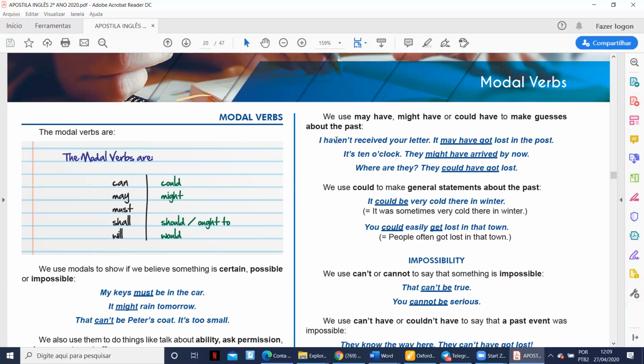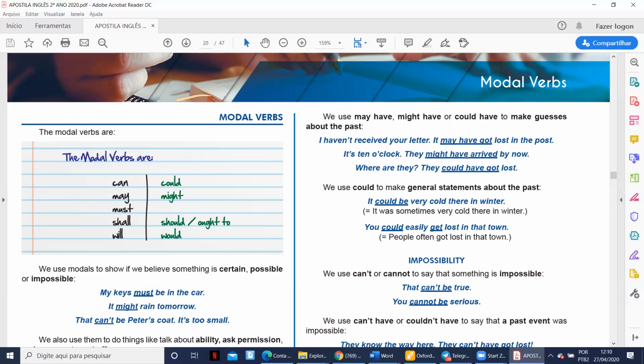Look, I haven't received your letter. That's kind of old, yeah? I could say, I haven't received your email, yeah? But let's just take the example. I haven't received your letter. It may have got lost in the post. Okay? I'm not talking about the future. I'm talking about the past. May have got lost.